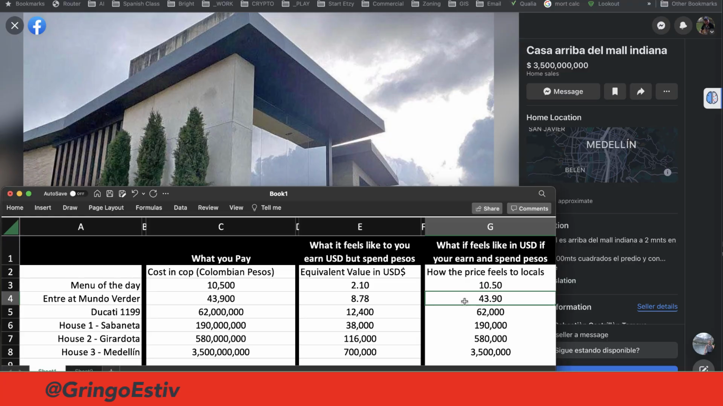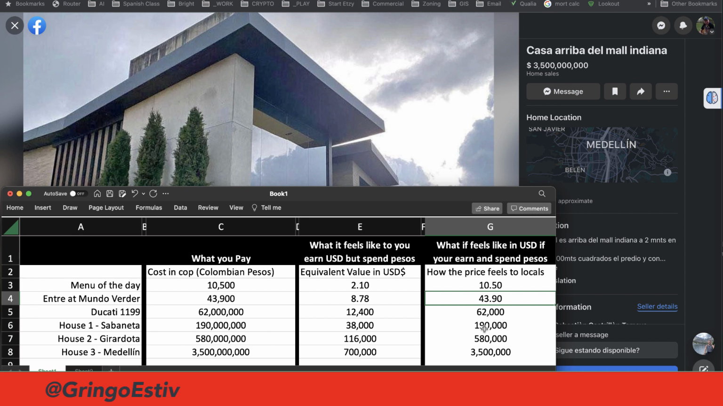Now look at the houses, right? That house in Sabaneta that was 190 million pesos, that feels like $190,000 to them. That's already significant. That's significant for a lot of people here in the U.S. That house that's 580 million pesos, that feels to them like $580,000. To us, it feels like 116,000. Multiply that by 5, because again, it's 5 times the buying power, or 1/5 the buying power for them in Medellin, and that feels like 580,000 US.